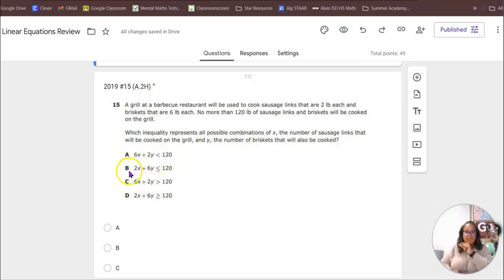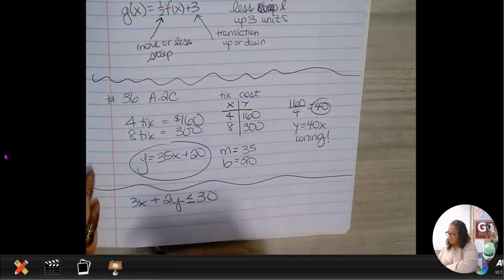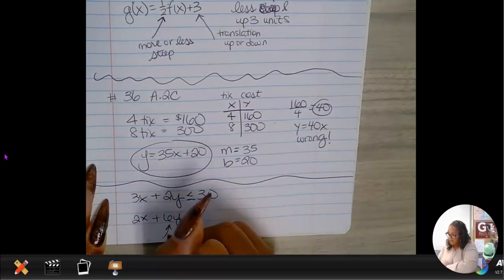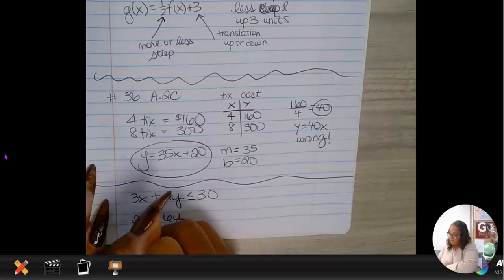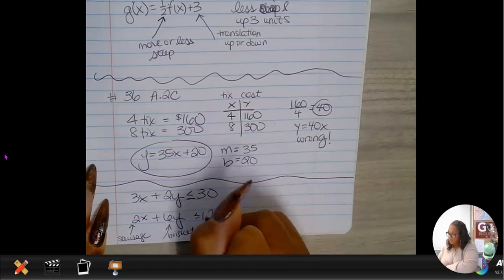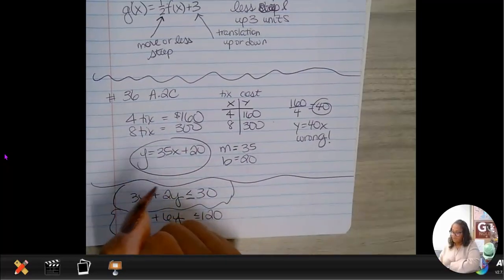I must keep in mind that my 2 goes with the sausage links. So X is the sausage links, 2X. And my brisket is going to be 6Y. So 2X plus 6Y is less than or equal to 120. This answer would be B. And here's how to show your work. Just need the equal to sign. Okay, so 2x plus 6y. This is brisket. This is sausage. And less than or equal to 120. And these are 2 different answers.